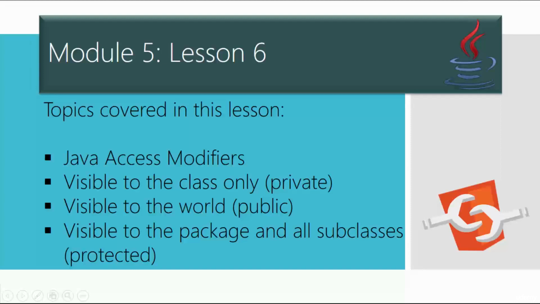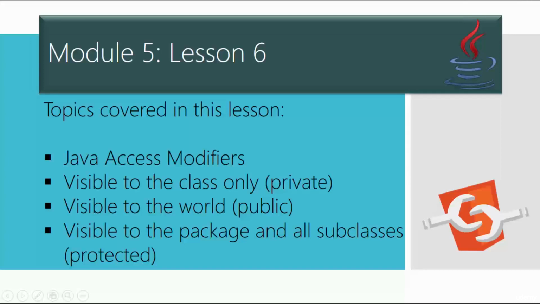So classes, fields, constructors, and methods can have one of four different types of access modifiers. And again, that is private, default package, protected, and public. We'll take a look at each one of those, and I'll demonstrate how they work and the real purpose of using these access modifiers.